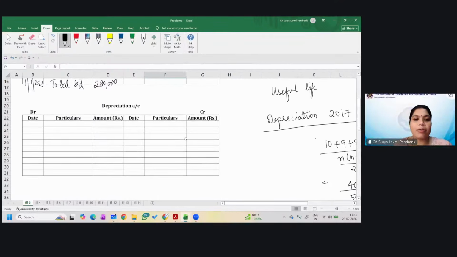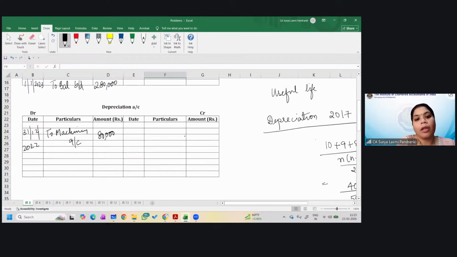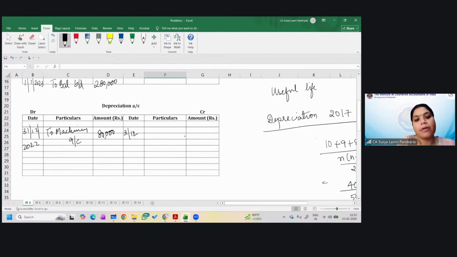Now we will have to do the depreciation account. This is again a very simple thing. What do you have to write on the depreciation account? 31st December 2022, you have to machinery account, 80,000. And on 31st December 2022, you'll write by P&L account 80,000 and close this account. This is okay. We have only done the machinery account and depreciation account for year 2022.